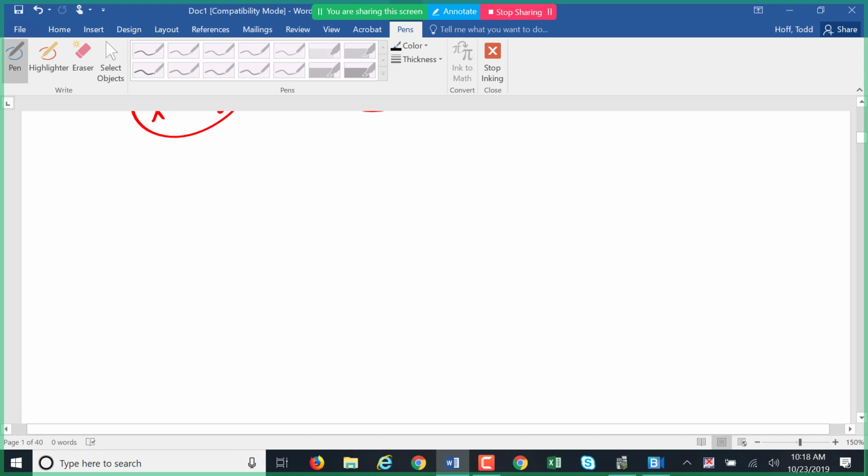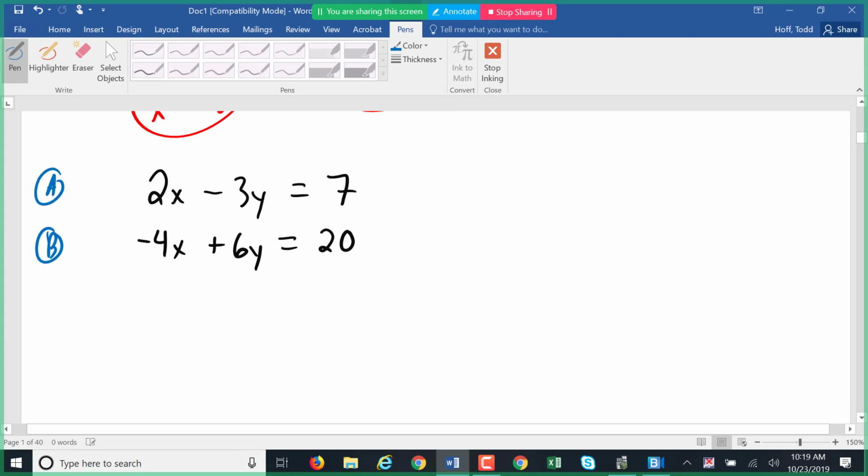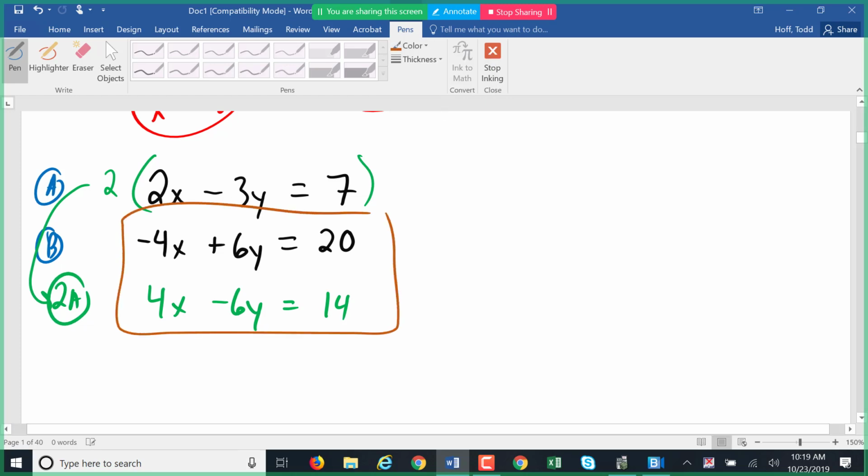We can run into equations like this. 2x minus 3y equals 7. Negative 4x plus 6y equals 20. When we go to solve this one, I notice that I don't have to multiply both equations. If I just multiply the top equation by 2, the x will cancel out. So let's do that. 2 times equation A gives me 4x minus 6y equals 14. I'm going to leave equation B just the way it is, so I'm working now with those two equations.